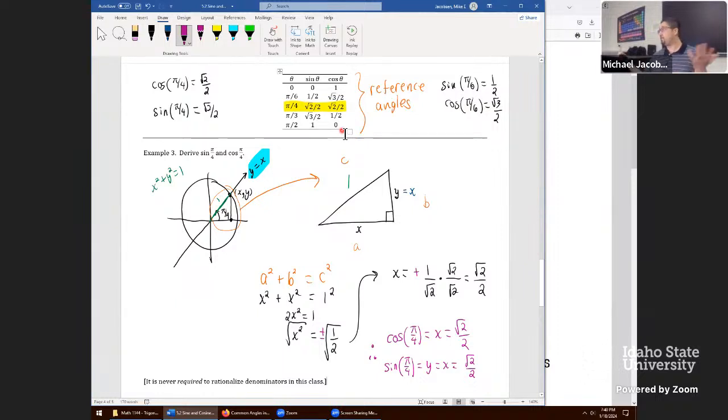You just have to know what quadrant it landed in. If the denominator was pi over 6, it'll either be a positive 1/2 or a negative 1/2, depending on whether it's a 5 pi over 6, 11 pi over 6, and so on.